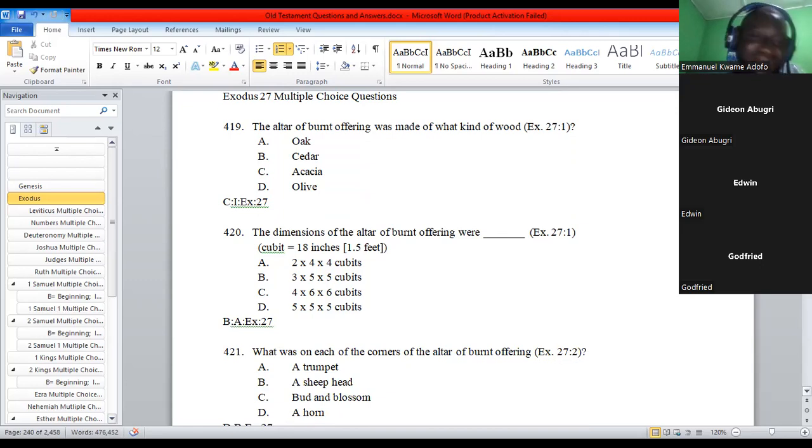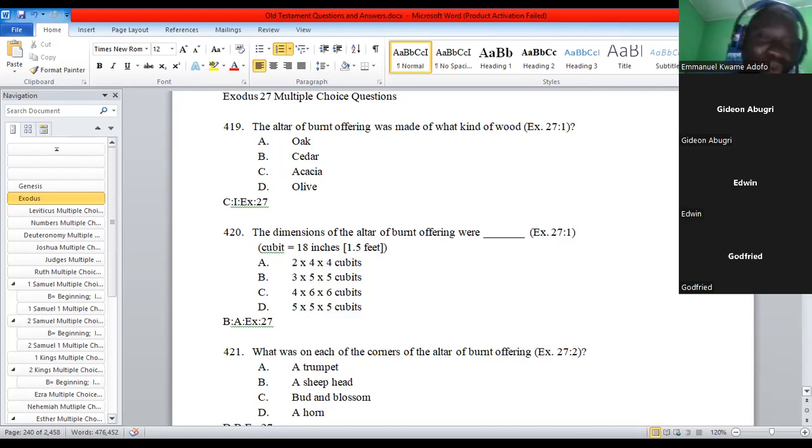The altar shall be five cubits long and five cubits broad. The altar shall be square, and the height shall be three cubits. So then you pick the 5, 5, 3. Is that it? Three. That's it.